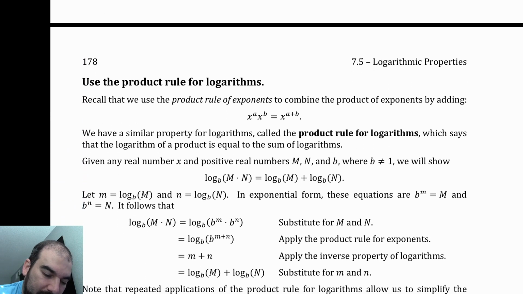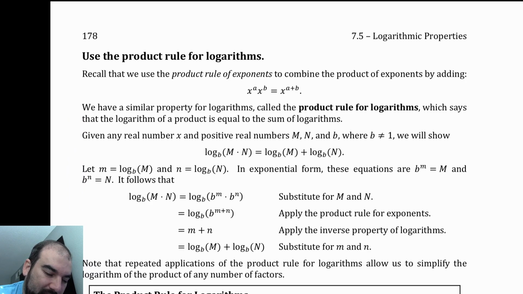All right, we had a product rule for exponents where if we were to multiply two exponential expressions with the same base, we would add those exponents together. Hopefully you remember this property. This is an older property, right? Old property that we already know.